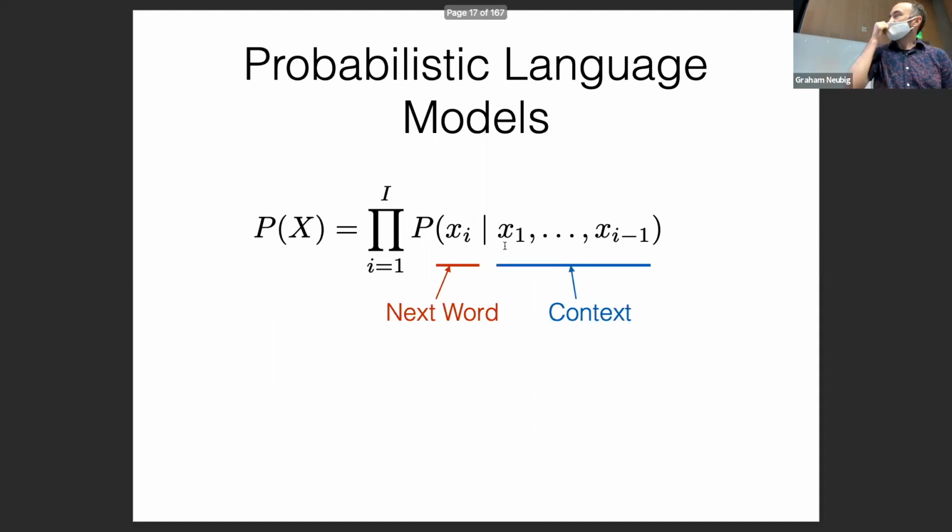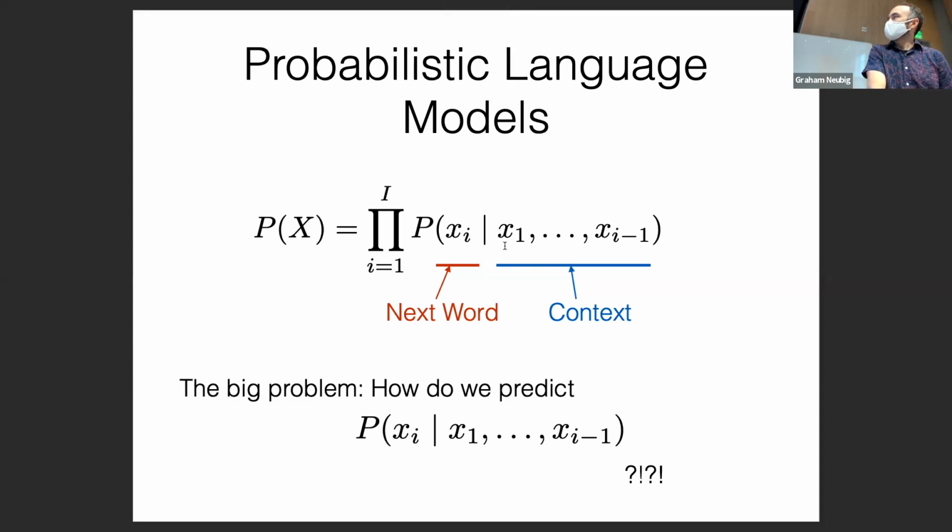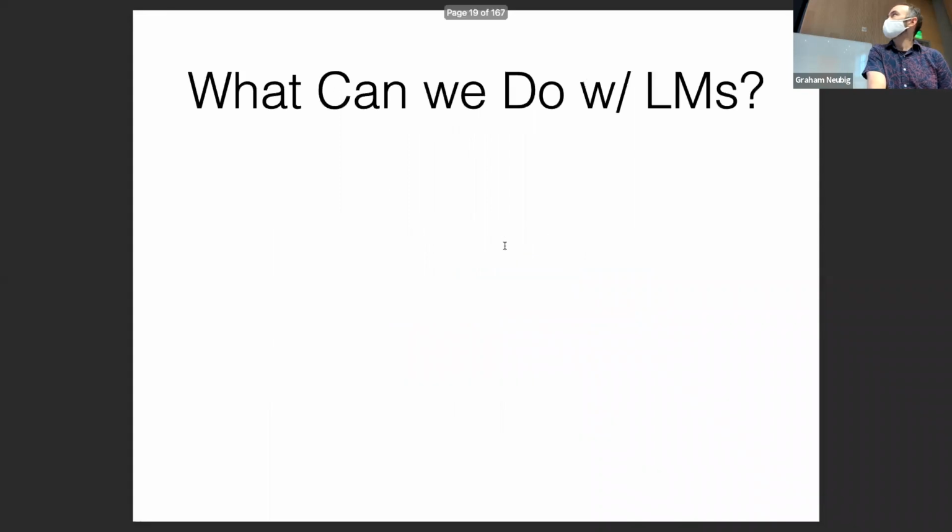So yeah, that's the next word, that's the context. So the big problem becomes, how do we predict this? And I'm going to talk about two different ways.